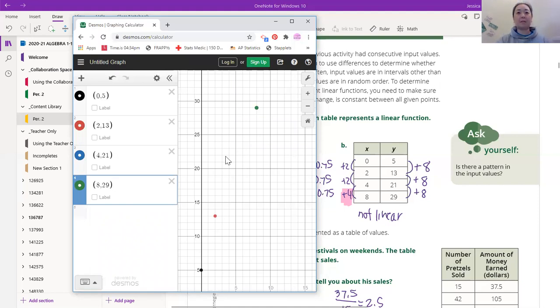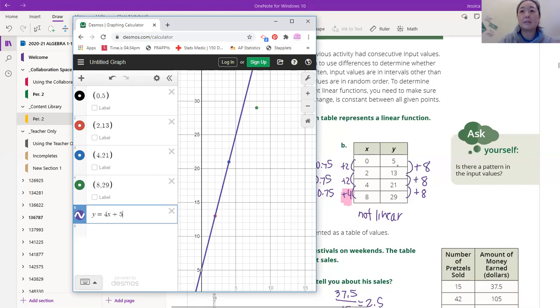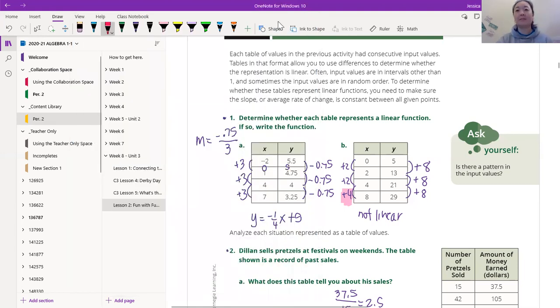Do you see how it bends a little bit there? Can't have that. All right, so this is not linear. If we were to try and put a line through it, our slope would be 8 divided by 2, which is 4. So y equals 4x, and our y-intercept is 5. See here, where x is 0, y is 5, that's our y-intercept. And so do you see how it crosses all those 3 points, except for that one? See how it's not linear? Yeah, not linear. Piecewise function. All right, so that's not linear.